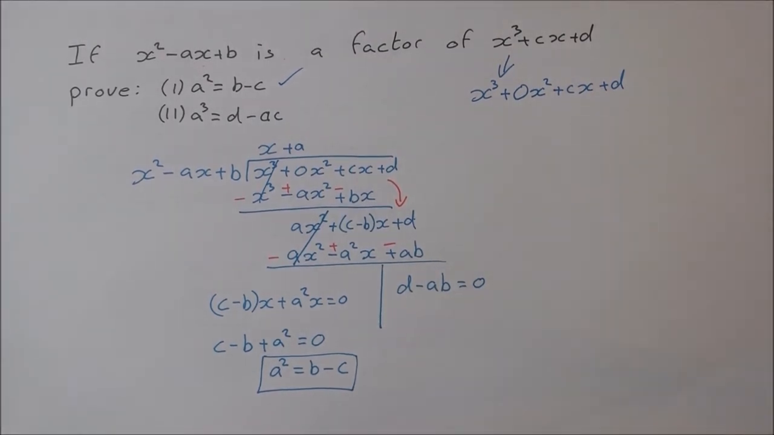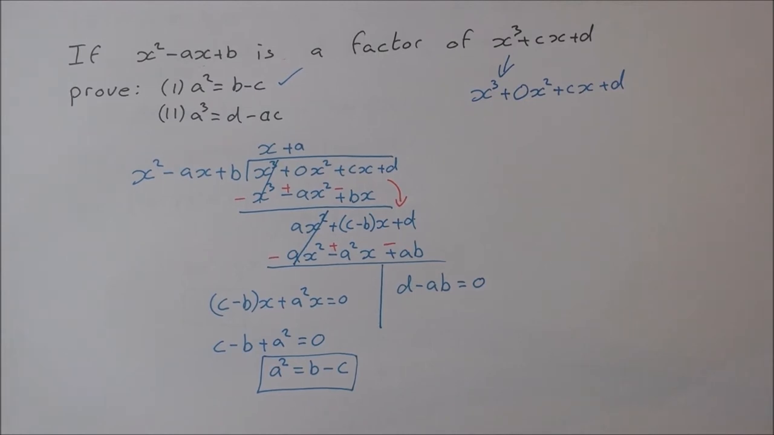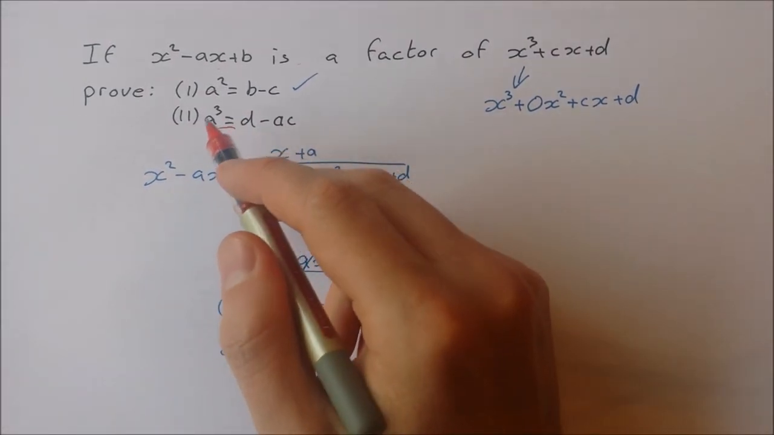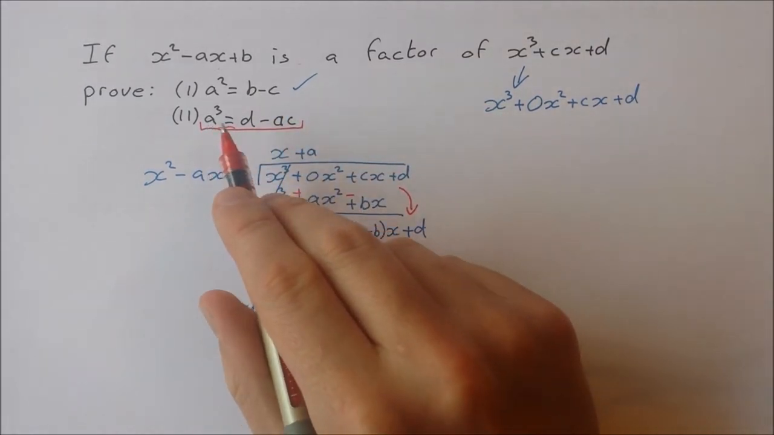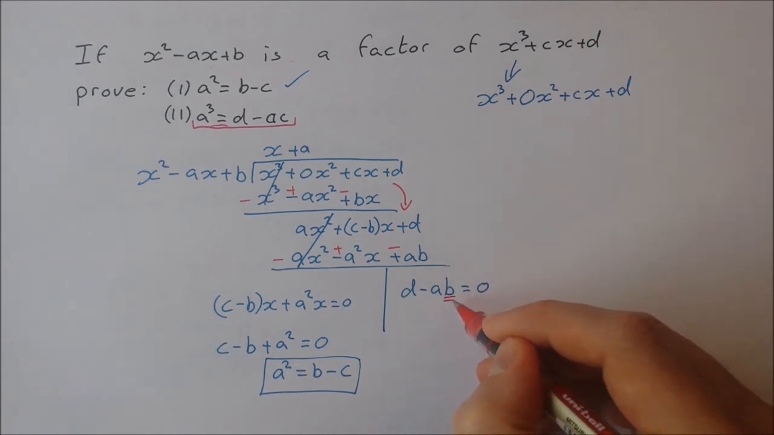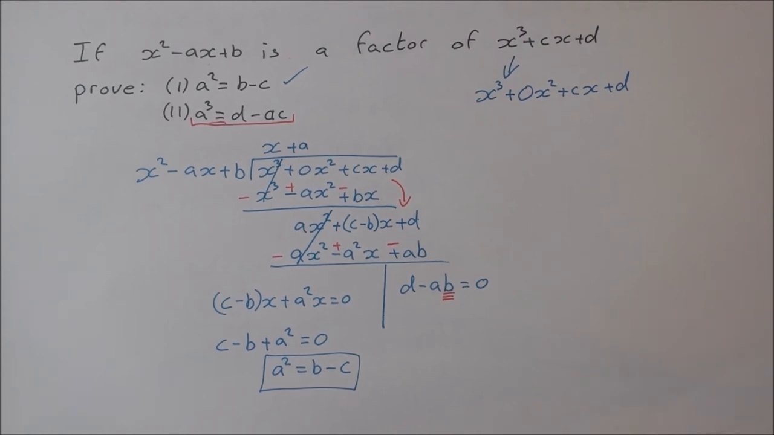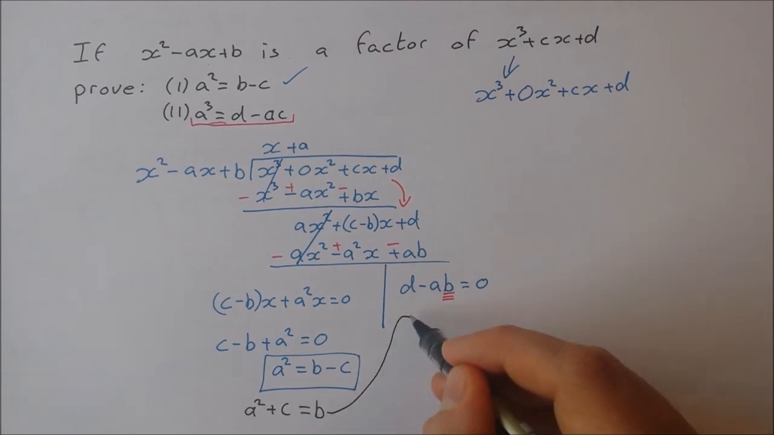Now for part 2, I need to use this here. D minus ab is equal to 0. I want a cubed equals d minus ac. So the thing that I notice here is in this, I have a cubed, d, a, and c. In this, I have d, a, and b. So I don't want this b. So what I can do is substitute in for b. Now, what I'll substitute in is from here. I can rearrange this to get b equals a squared plus c. I'm going to substitute that in there for b.